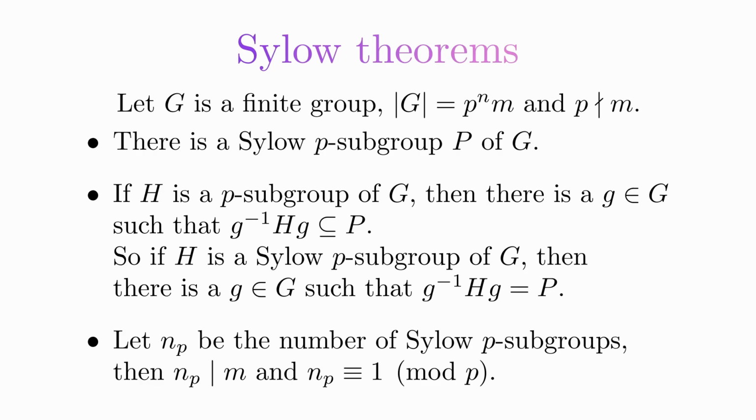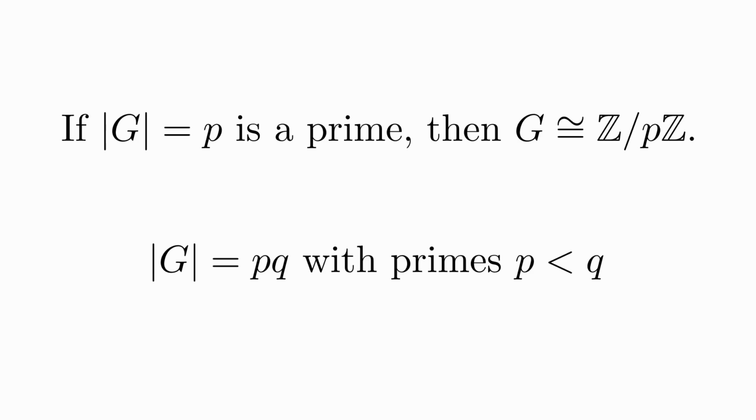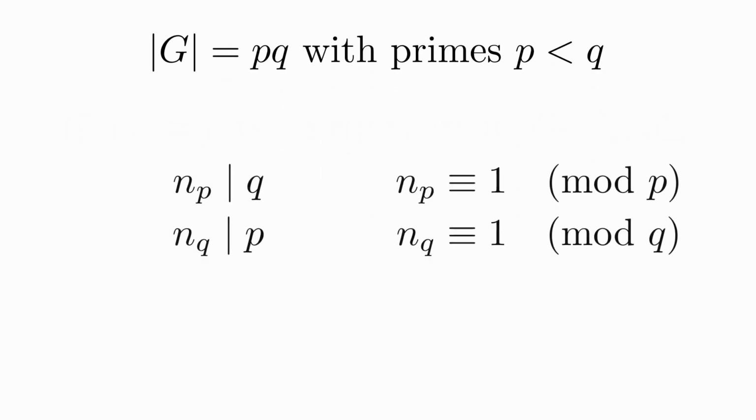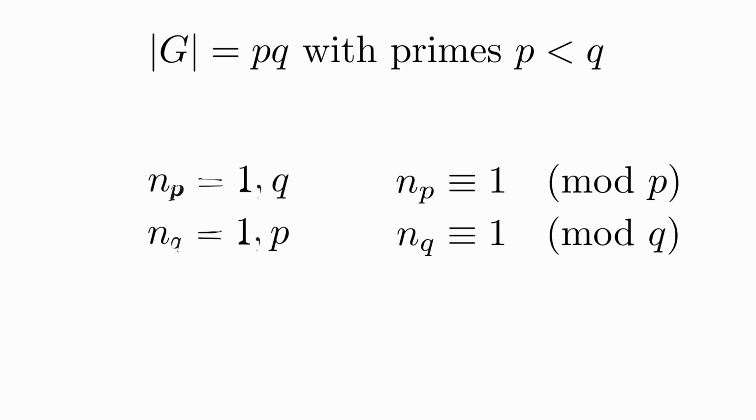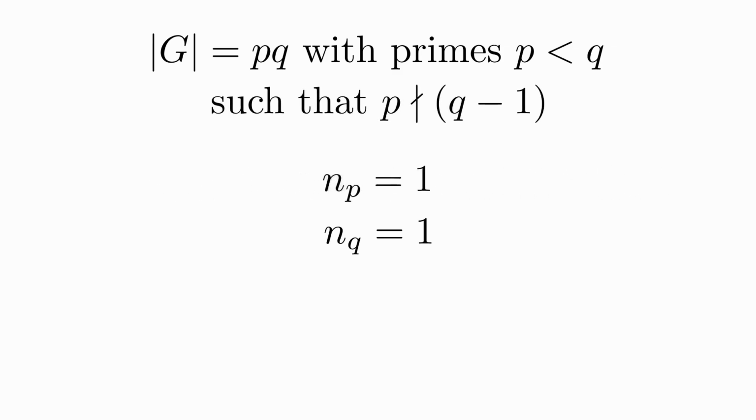We can use these theorems to classify some small groups. We already know that every group whose order is a prime is isomorphic to some quotient of the integers. Let's now look at groups whose order is the product of 2 different primes. Using the Sylow theorems, we get the following statements about the number of Sylow subgroups. Since P and Q are primes, the only 2 divisors are 1 and the respective prime. Since P is smaller than Q, P cannot be equal to 1 modulo Q, so we know that NQ is equal to 1. For NP, the value can be either 1 or Q, but if we assume that P does not divide Q minus 1, we guarantee that NP is also equal to 1.